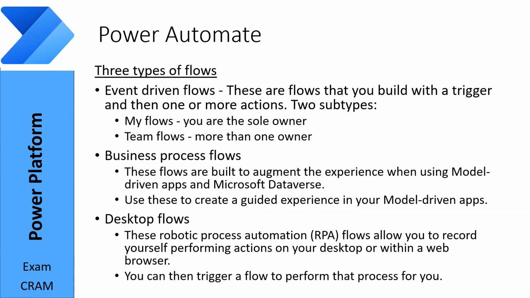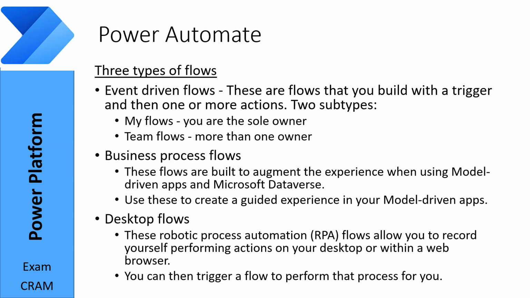Then second is Power Automate. Power Automate is used to automate a lot of manual business processes. The key thing to remember here is about the flows. There are 3 types of flow: event-driven flow, business process flow, and desktop flow. You need to remember when to use which one and what the differences between these are. So there will be questions around that.